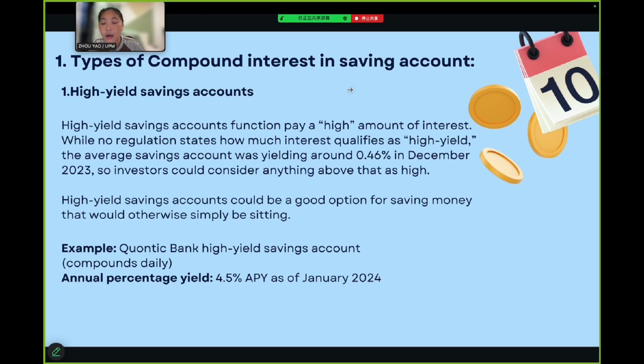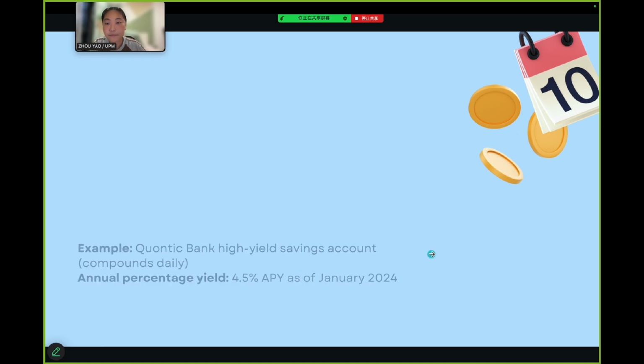The first one is the high yield savings account. High yield savings accounts pay a high amount of interest. The average savings account was yielding around 0.46% in December 2023, so investors could consider anything above that as high. This is an example of it.